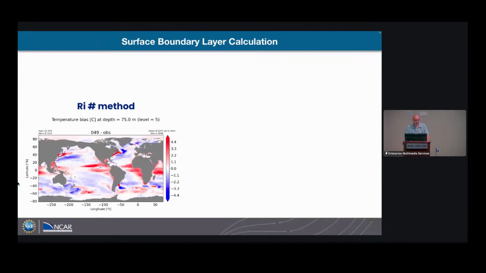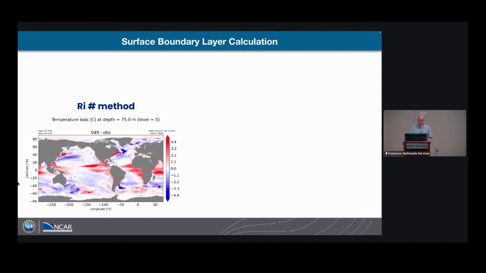Again, on the vertical mixing part, when we start adding waves and doing tests, at the time we were using the Richardson number-based scheme only for computing the boundary layer depth. And we are looking at the temperature bias at 75 meters that we were getting at the time. If you look in the tropics, there's red pretty much in all the oceans, so it's a very large bias. And this is roughly where the thermocline sits.